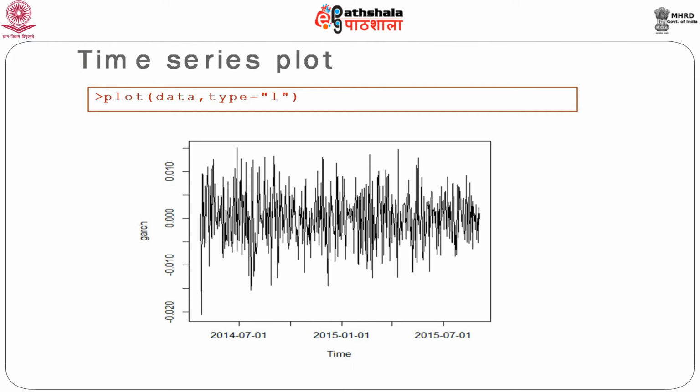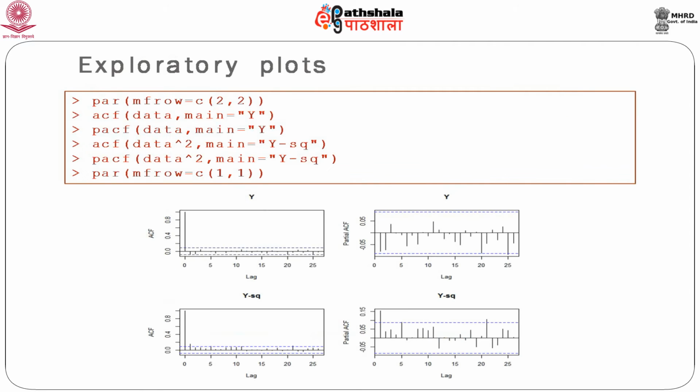So the first exploratory analysis for any kind of time series is a time series plot. To draw a time series plot, you can just call the function plot with type equals to l. That will generate the time series plot, which looks like this, and then other plots are the ACF and PACF. For ACF, just pass the data to acf, and pacf similarly, then the ACF of y squared and the PACF of y squared.